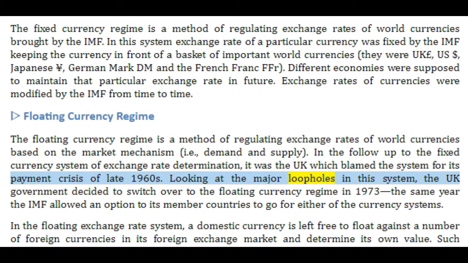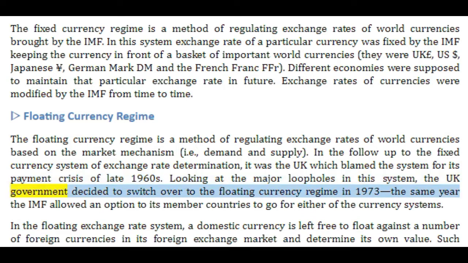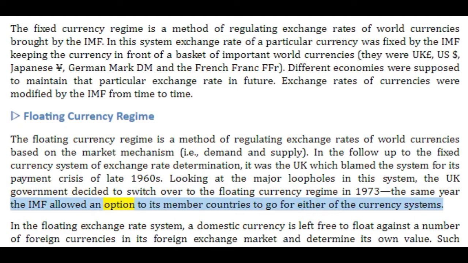Looking at the major loopholes in this system, the UK government decided to switch over to the floating currency regime in 1973. The same year, the IMF allowed an option to its member countries to go for either of the currency systems.